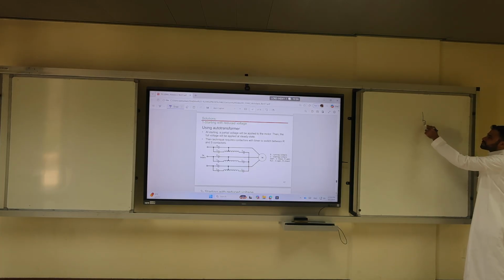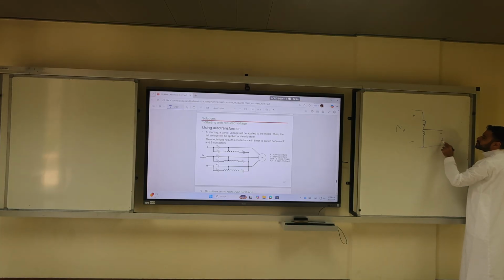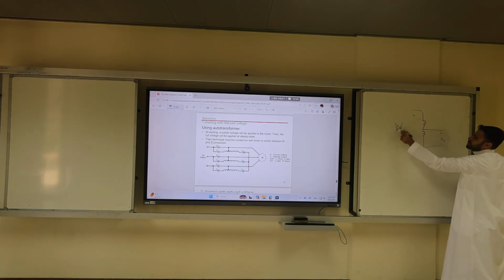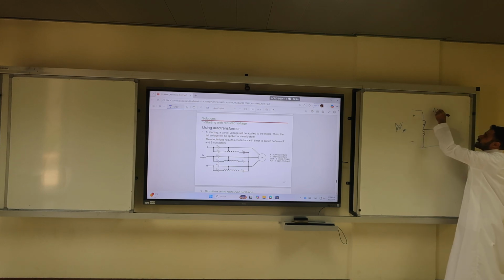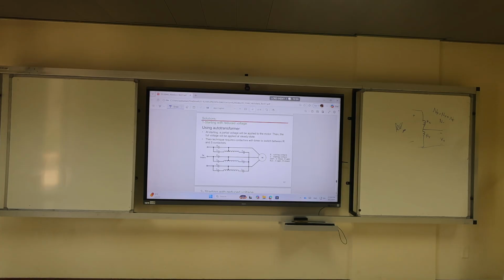So auto transformer is just a transformer, but you get access to a portion of the windings. Okay? So here, for example, N primary, and here you have V secondary. V primary, V secondary. So N primary is actually NS plus NE. So NE plus NS is N primary and NS is the small one. The idea about it is it uses a single coil. It doesn't use two separate coils like the regular.